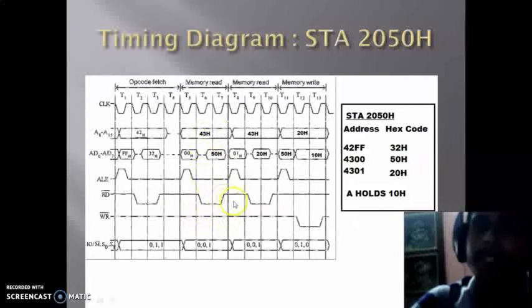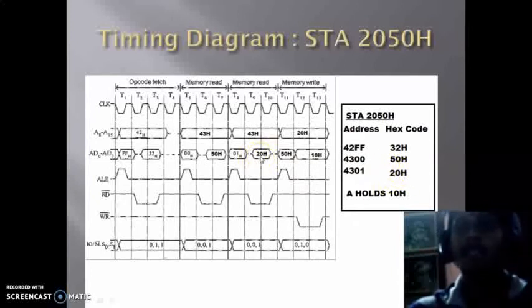A similar operation goes on in the next memory read machine cycle. Here again we need 3 T states. The higher order address 43 is placed on the higher order address bus, and the lower order address 01 is placed on the lower order address data bus. The data, 20, is then placed on the data bus, so that the data can be read from address 4301.